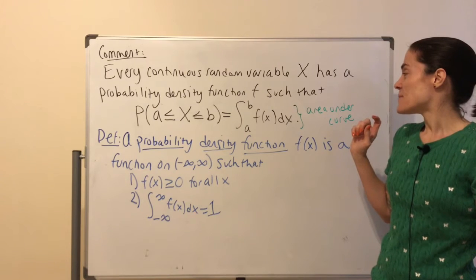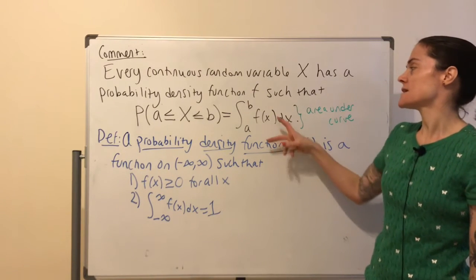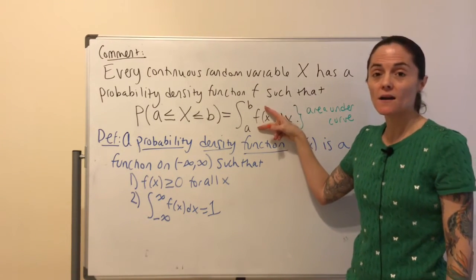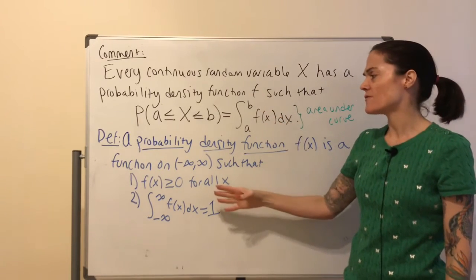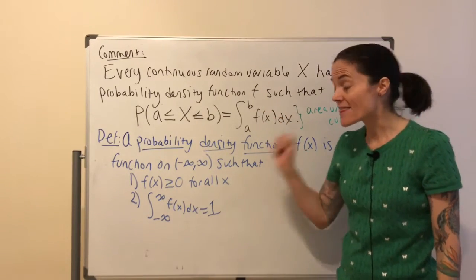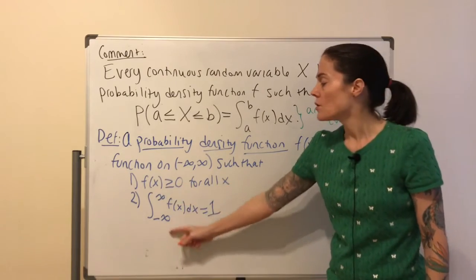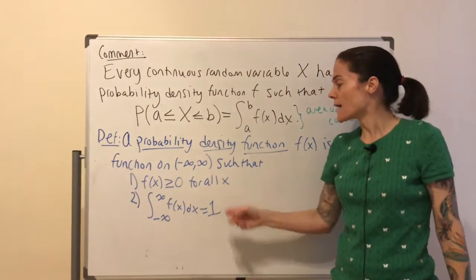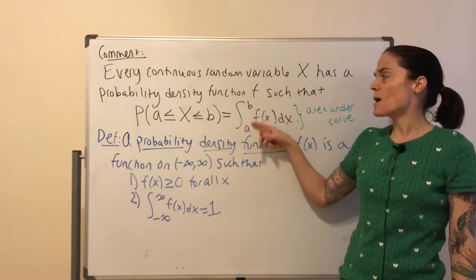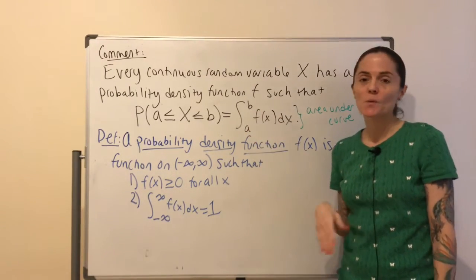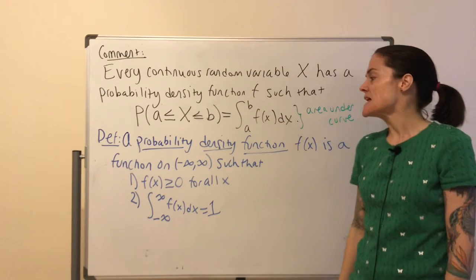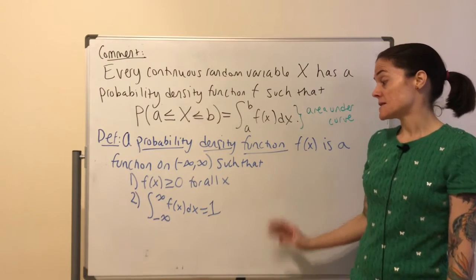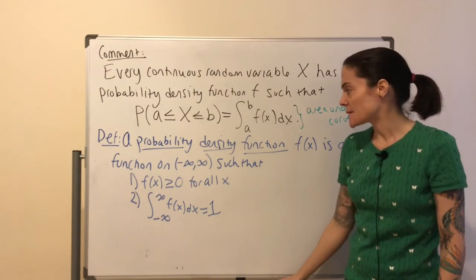And moreover, we see that this will always be greater than or equal to 0 because my function is never negative, but then the total area under the whole curve from minus infinity to infinity is 1, which says that all of these probabilities that you calculate will be less than or equal to 1. So this is what it means to be a probability density function.